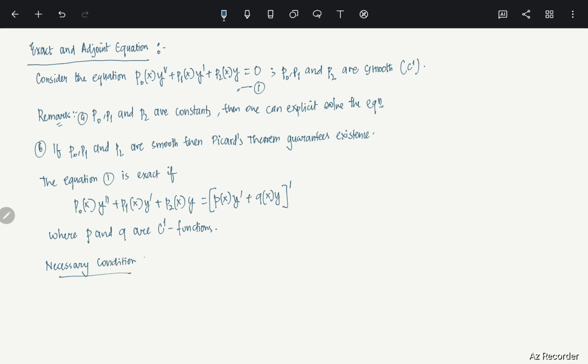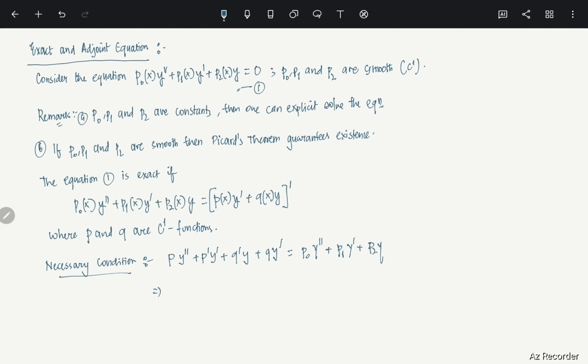So when can we write it? You see, if this is the case, then if you break it up, it becomes p prime y double prime plus p y double prime plus p prime y prime plus q prime y plus q y prime. Is it okay? So that will be equal to p naught y double prime plus p1 y prime plus p2 y. I am not writing x all the time, it is assumed. Clear?